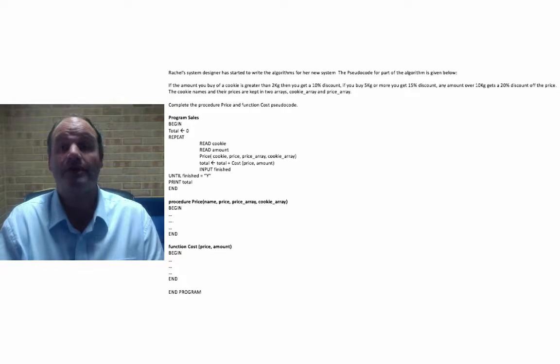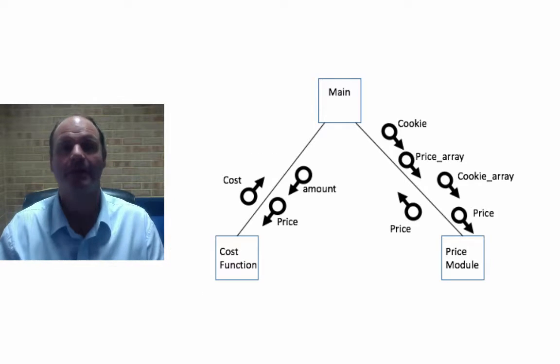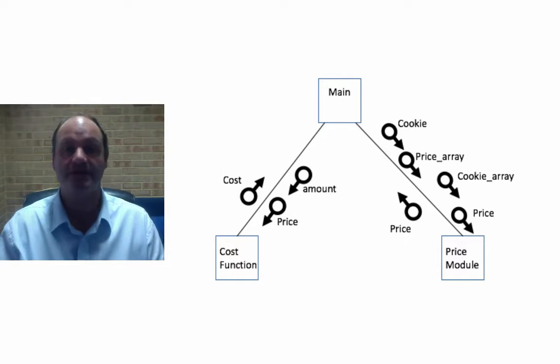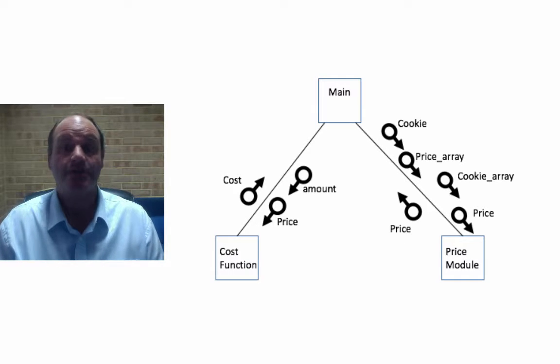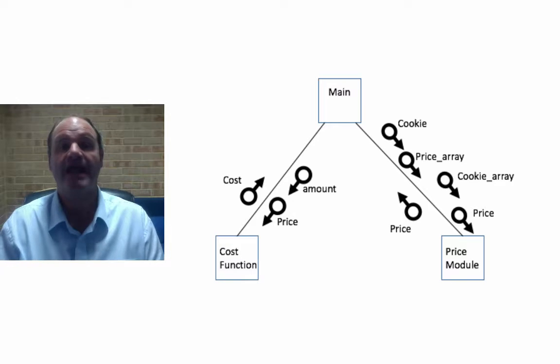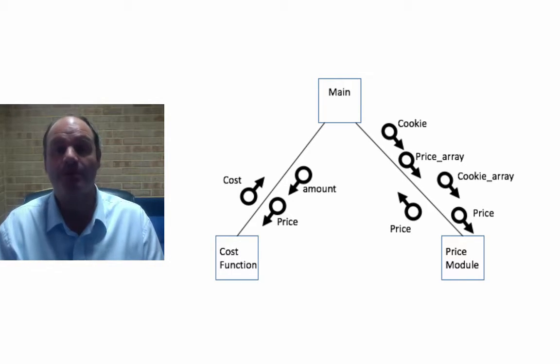I would suggest you look at your page 3 as you will see the question and structure chart to help you understand what the code is doing. The purpose of the program's sales main module is to find the price of the cookie that has been read or inputted into the system. The main module contains both submodule and a function. The module price has 4 parameters being passed from the main module to the price submodule. Cookie, price array and cookie array are by value parameters. The price parameter is by reference.